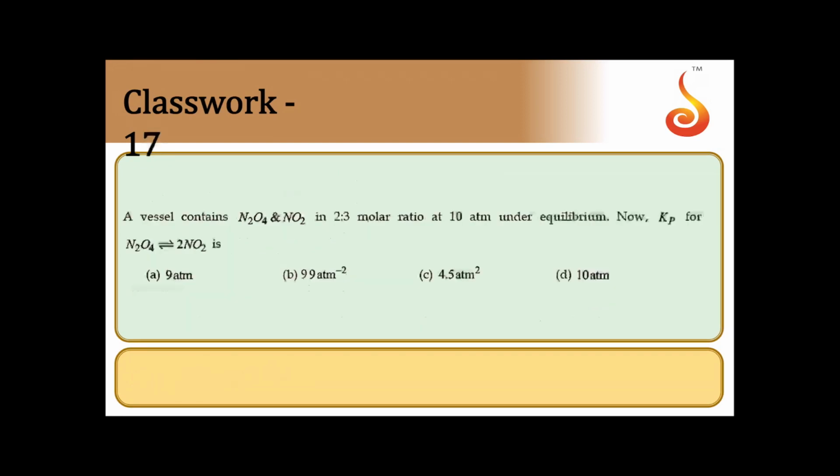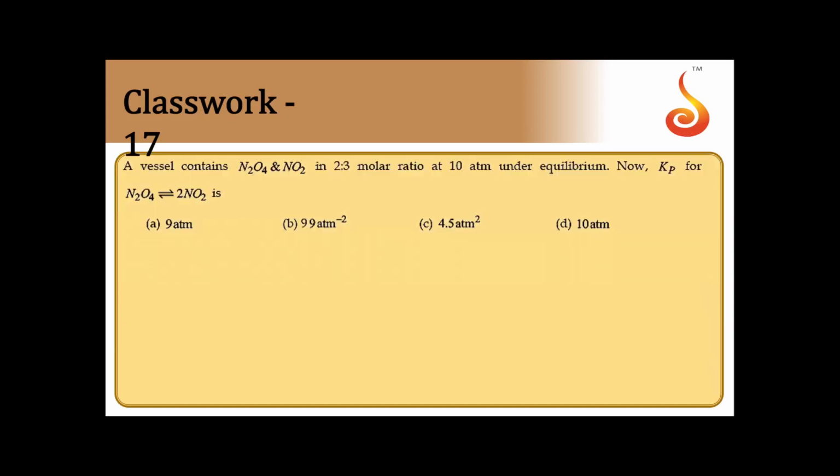Then 17th one. A vessel contains N2O4 and NO2 in the molar ratio 2:3 at 10 atmospheres pressure under equilibrium conditions. Now Kp is equal to how much? They have given the molar ratio as 2:3 and total pressure as 10 atmospheres. The value of Kp depends upon the partial pressures of the gases only, so we need to find the partial pressures.